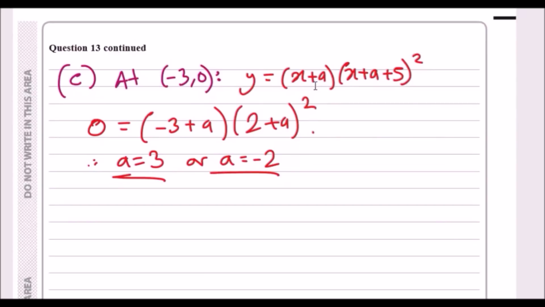Plugging in x is negative 3, which I did, and y is 0. This equation becomes minus 3 plus a, and this one here becomes minus 3 plus a plus 5. Now 5 minus 3 is 2, so that's why I got 2 there. Now we just solve, and we equate this to 0 because y is 0. So therefore, solving this, we're going to have minus 3 plus a equals 0, so a equals 3. And 2 plus a all squared equals 0, and well, this means a is negative 2. And that's it. Two values of a right there.